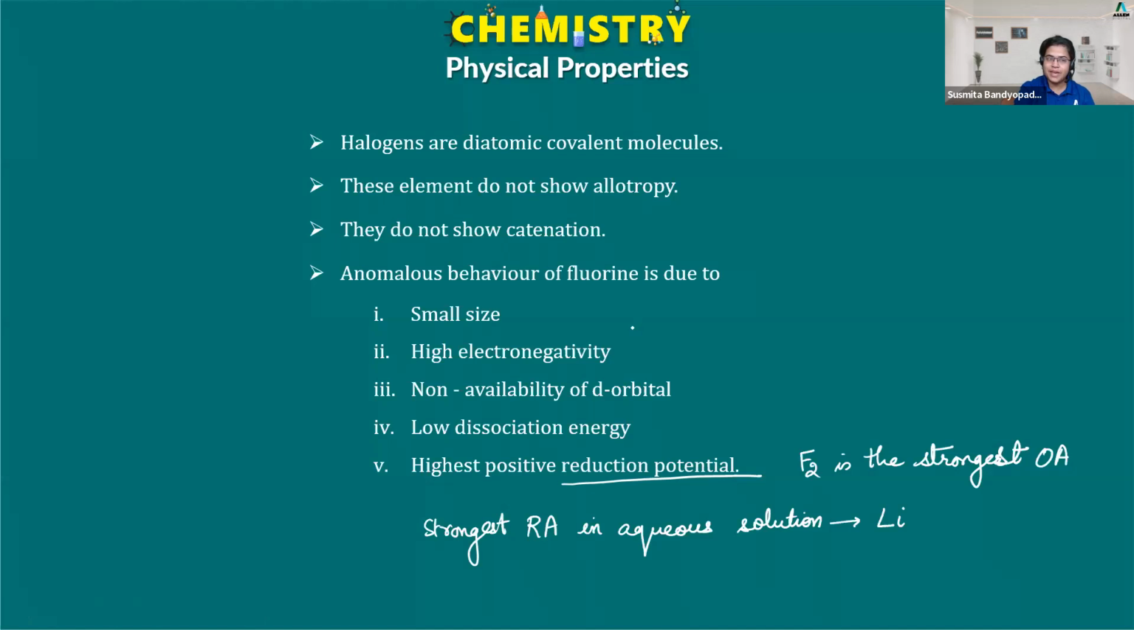So this anomalous behavior of always the first element of a particular group is due to its small size, high electronegativity, the highest here, 4.0 on the Pauling scale, absence of d orbitals, and a very high positive reduction potential, which makes it the strongest oxidizing agent and makes its behavior different from the rest. I don't understand low bond dissociation energy. Joking, I'm asking you people.